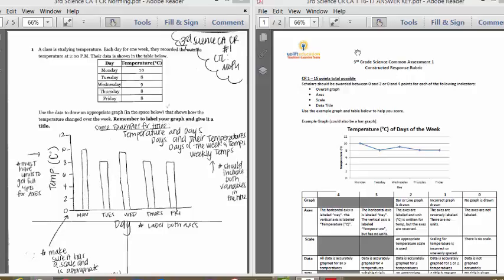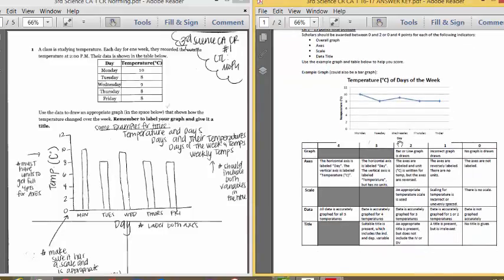To get started, question number 1 asks scholars to use the data to draw a graph. You can see that constructed response question 1 is worth a total of 15 points. This is an example of what the graph could look like, and this is also an example of what the graph could look like.